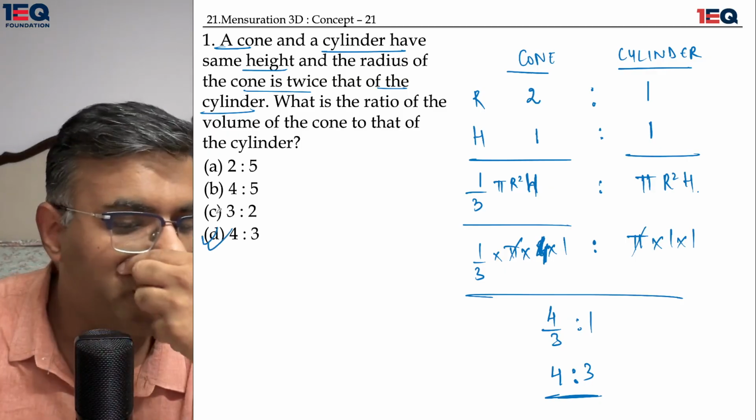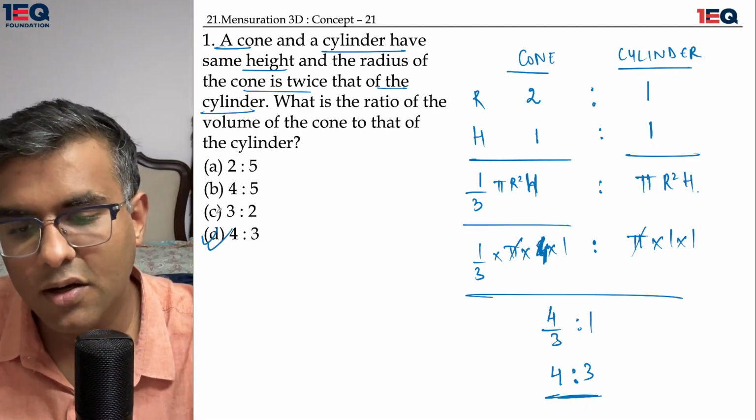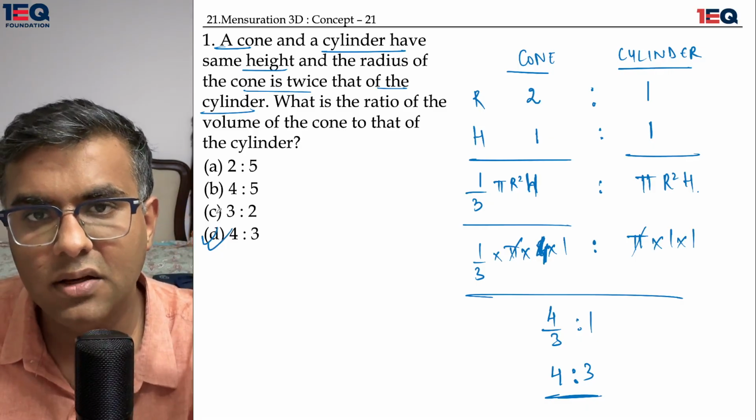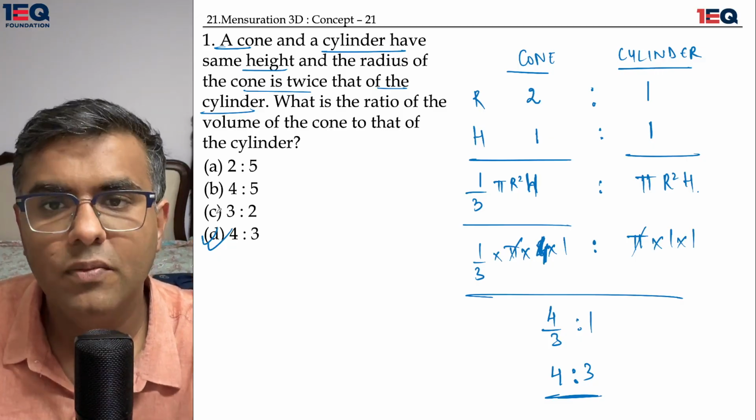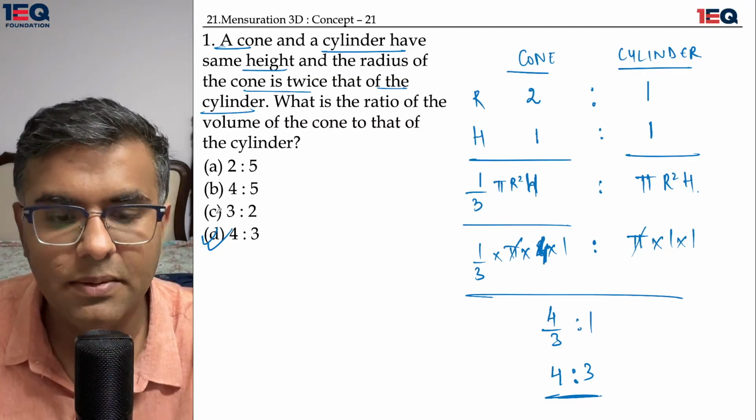So this is the ratio between the volume of the cone to that of the cylinder when the radiuses are in the ratio of 2 is to 1 and the heights are equal. Okay, so I hope you've understood the entire chapter thoroughly.